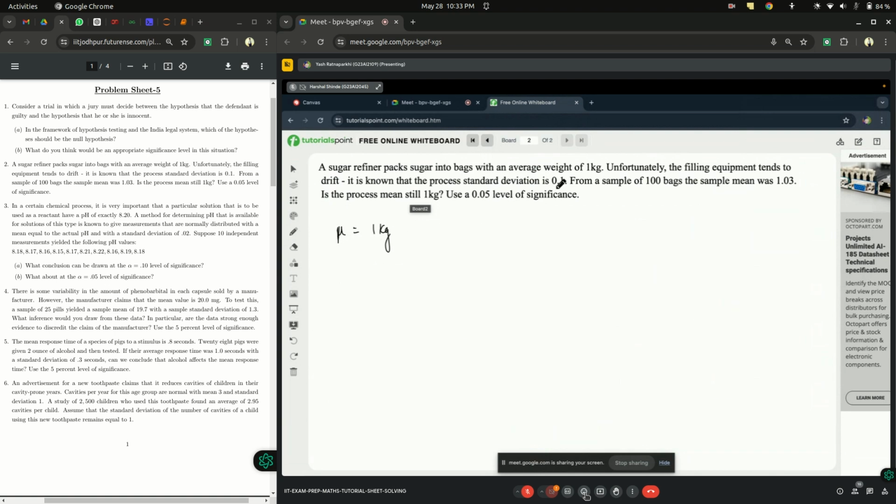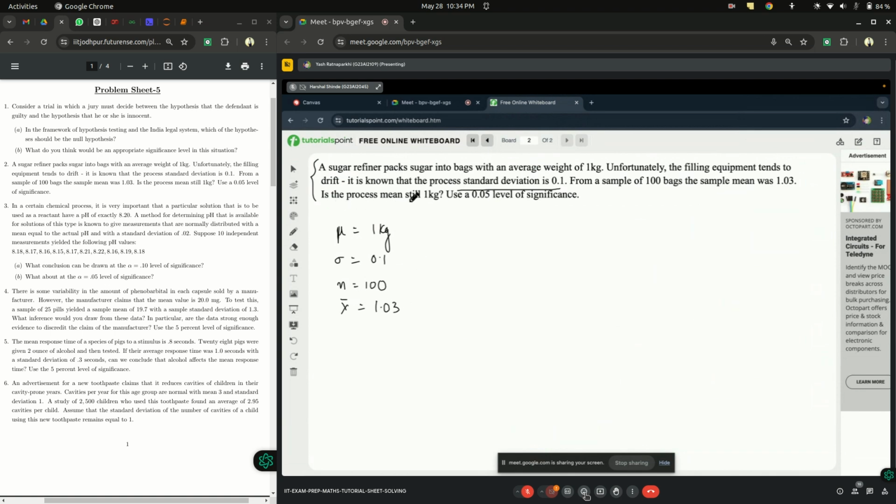Is that the sample standard deviation or the population standard deviation? Population, because it is sigma. This is a belief, and on that belief it is told that regularly this kind of thing happens. Got it. What does it say? From a sample of 100 bags, that means n is 100. The sample mean, that means X bar, is found to be 1.03.